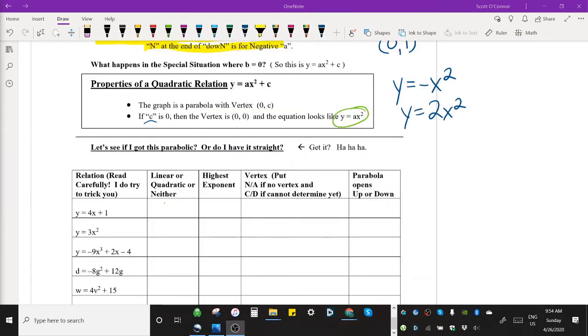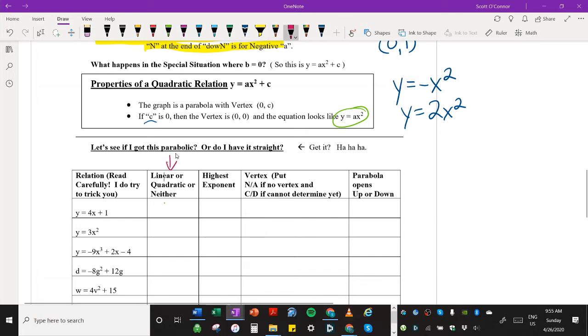So now I'm going to walk you through how to complete this chart that you can see here. In order to do this, first thing I'm going to do is determine whether or not the equation is linear, quadratic, or neither. If the equation is linear, it'll have the highest exponent of 1. If it is quadratic, it will have a highest exponent of 2. If the highest exponent is something other than 1 or 2, then it is neither. I will then list the highest exponent in this column here.